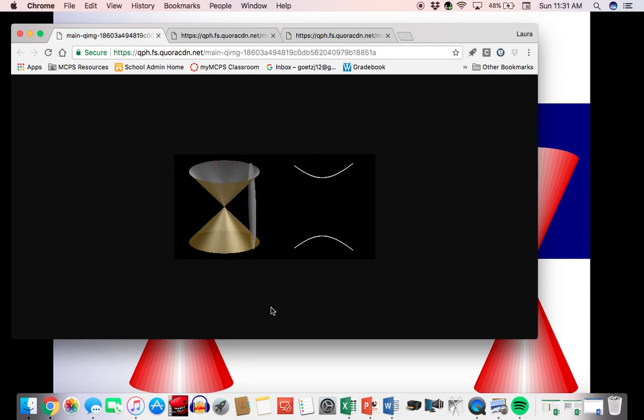Right, now back to the hyperbola. Hyperbola, hyperbola, and tilting away until I get a parabola. Now an ellipse until I'm parallel to the base. Then I have a circle. Kind of cool.